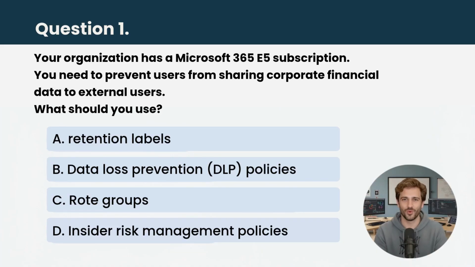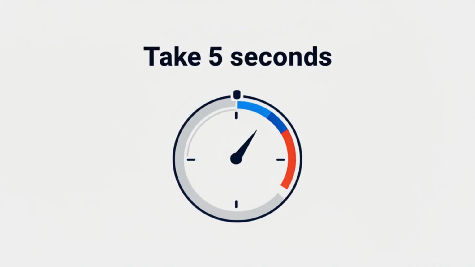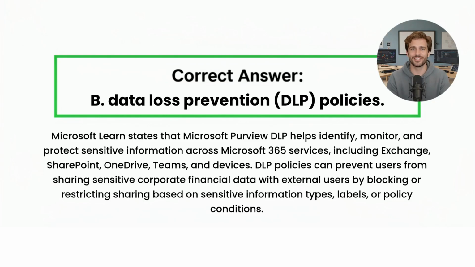Question 1. Your organization has a Microsoft 365 E5 subscription. You need to prevent users from sharing corporate financial data to external users. What should you use? A. Retention labels. B. Data loss prevention, DLP, policies. C. Role groups. D. Insider risk management policies. Take 5 seconds before answering. The correct answer is B.